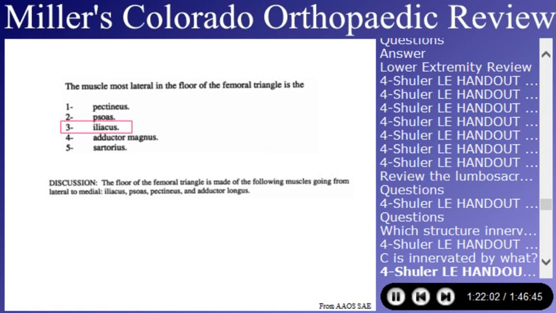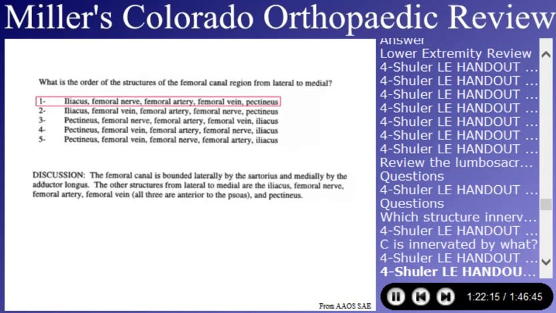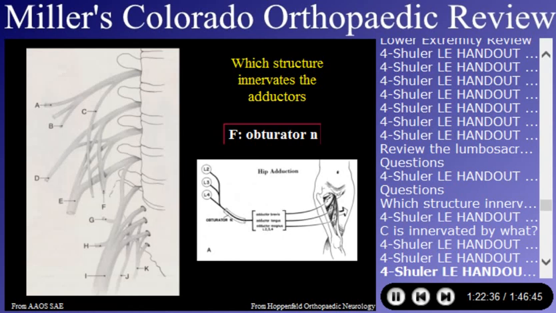Here's a way to remember that, if you want to write those down. Iliacus, psoas, pectineus, adductor longus. Iso-pec-ad-long is the way I remember it. Order of structures, femoral canal region from lateral to medial. Well, if it's iso-pec-ad-long, so I know it begins with iliacus, so I can take off at least 3 of these. NAVEL is next: nerve, artery, vein, so right there. Structure that innervates the adductors, the obturator nerve, shown as F on the diagram.